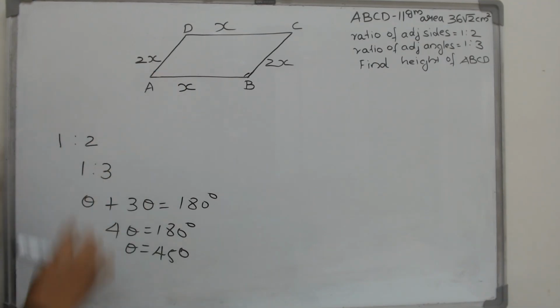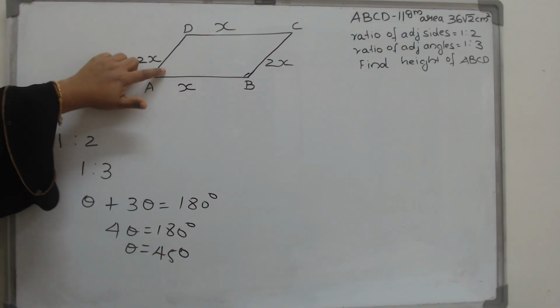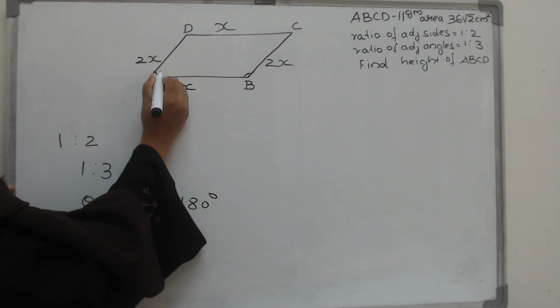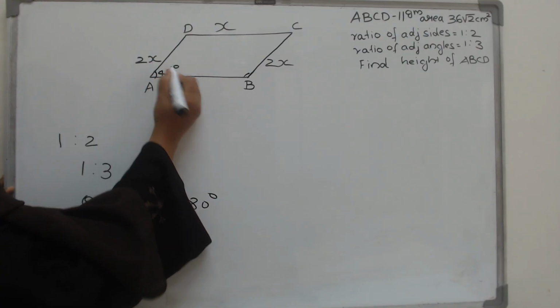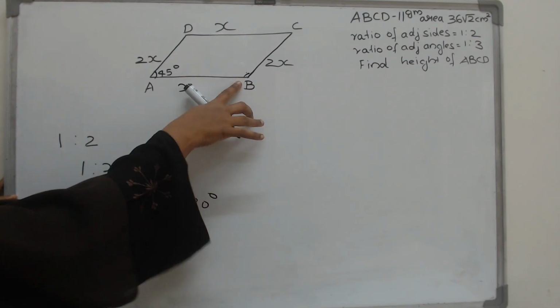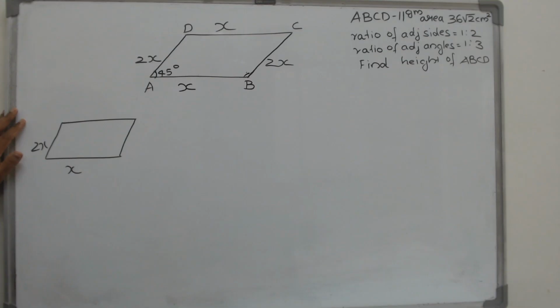So, which one do you think is an acute angle? Does this look like an acute angle? This will be acute and this will be the obtuse angle, right? So, here you have 45 degrees and here you have 135 degrees. Here, this angle will be 135. And what we need to find is the height of this parallelogram. What is the height of the parallelogram?